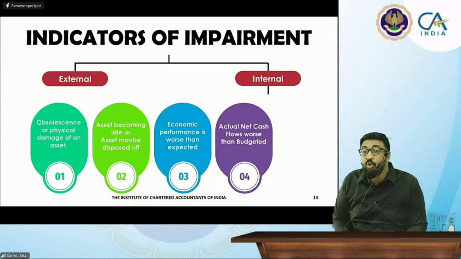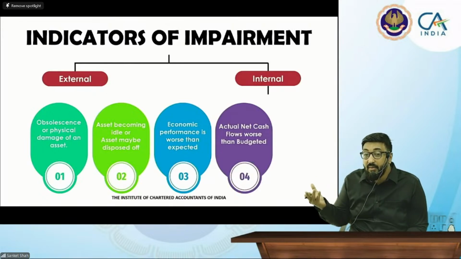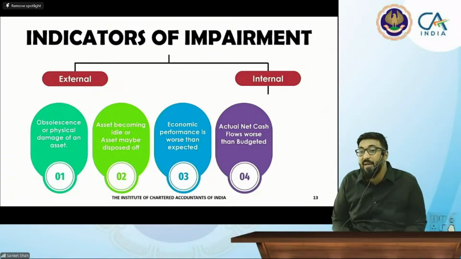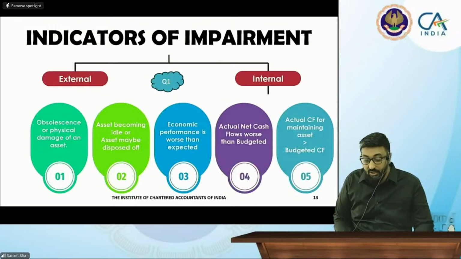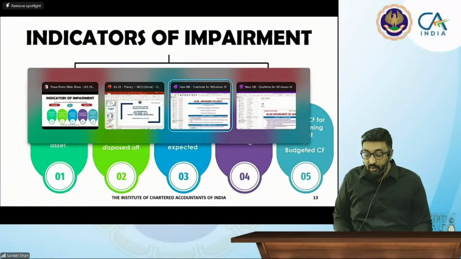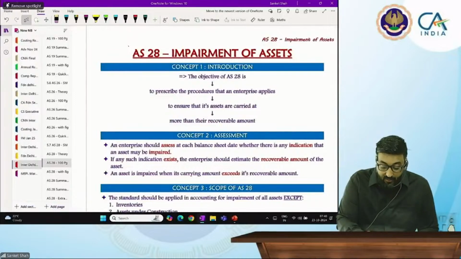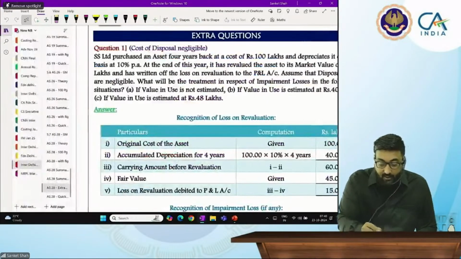Next, actual net cash flows that we expected are less than the budgeted. What we expected, we are not getting. So we will do impairment; value in use we will calculate. Okay? Yes, sir. And actual cash flows from maintaining the asset, maintenance cost is greater than budgeted maintenance. We'll do one question on this. Question number 1. I'm taking extra questions to have conceptual clarity about this standard.